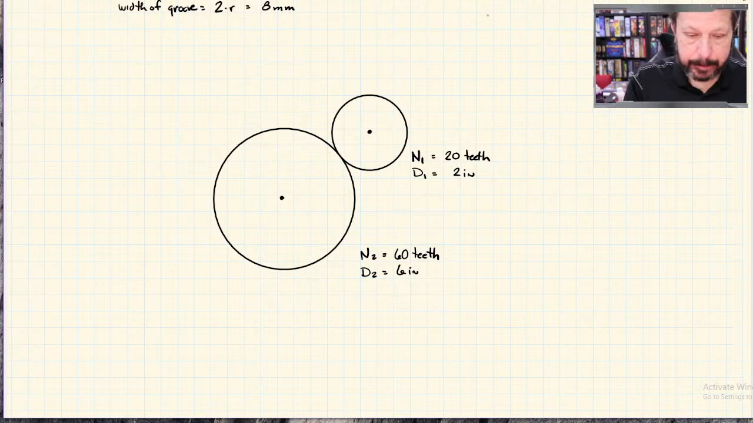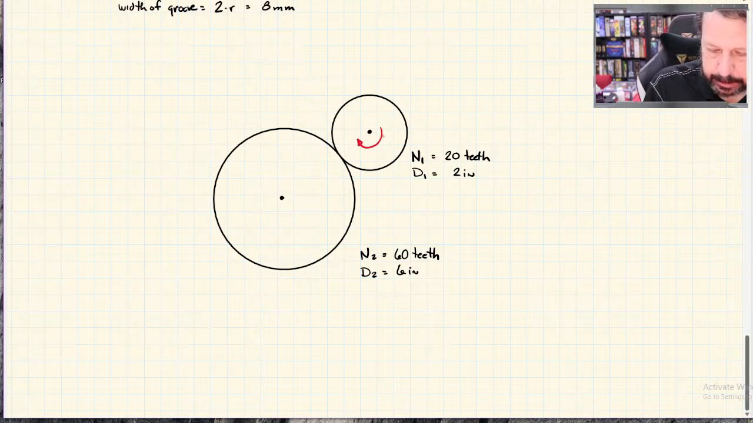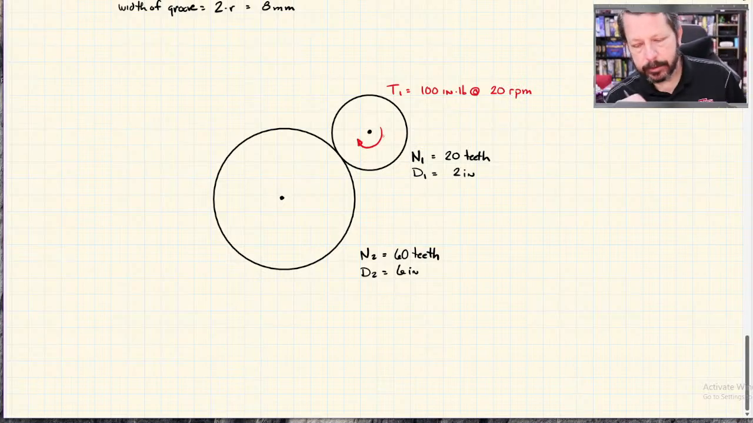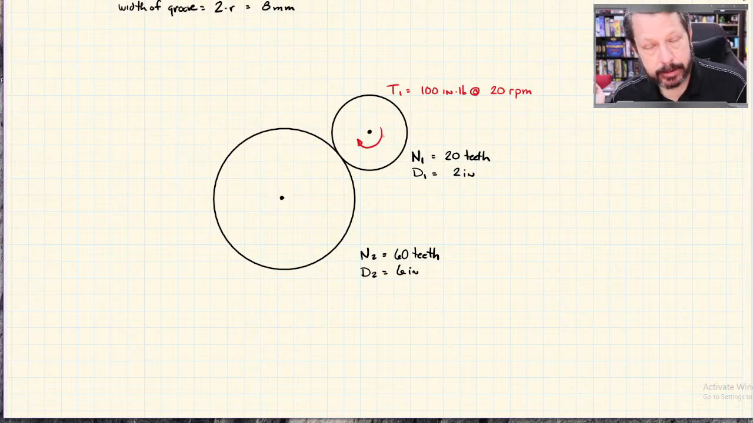And if this guy has torque 1 equal to, let's put it somewhere else so it doesn't overlap everything, torque 1 equals 100 inch-pounds, and it's going 20 RPM, revolutions per minute. So it's inputting 100 inch-pounds of torque, and it's spinning 20 revolutions per minute.